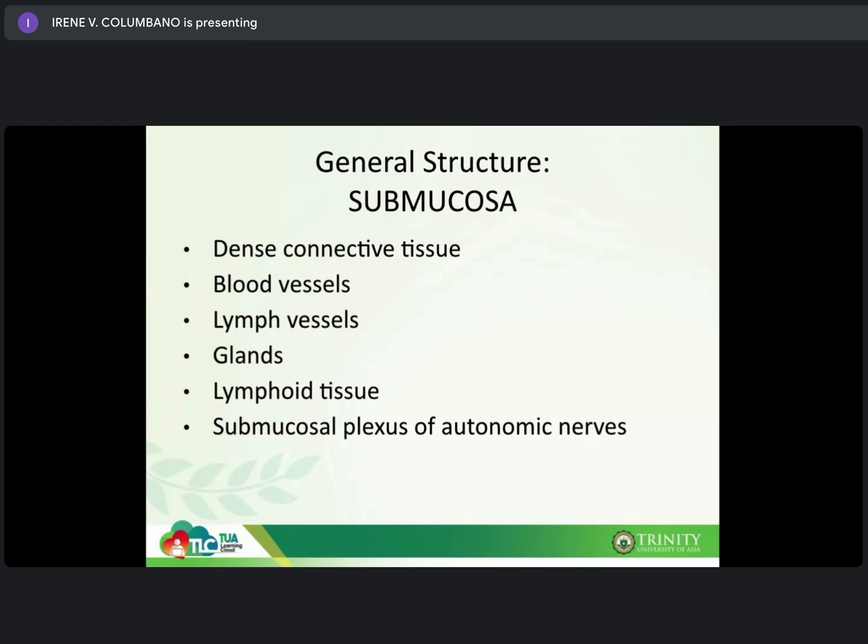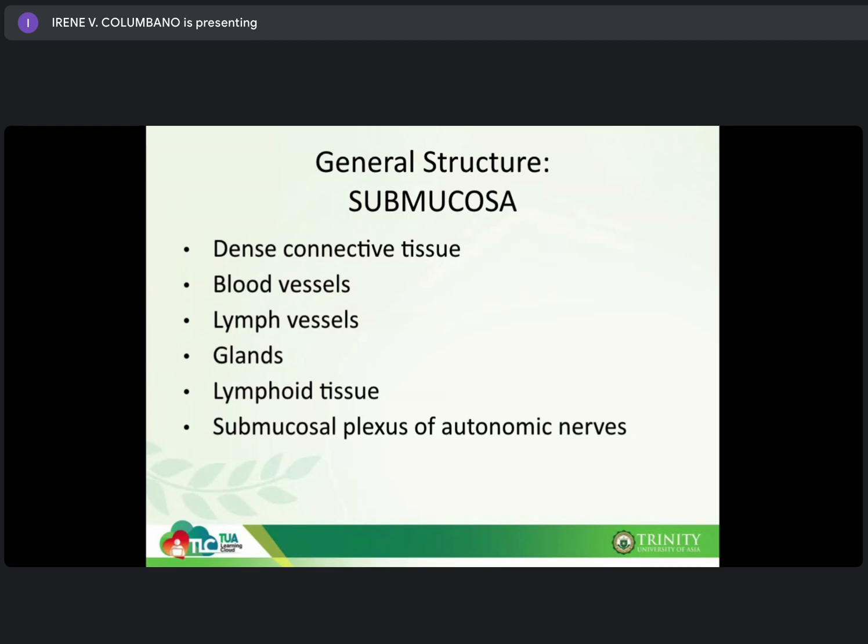So, sa submucosa, we can see the submucosal plexus of autonomic nerve or Meissner's nerve plexus. Remember, di ba, the nervous system is divided into two tracks: the central nervous system and the peripheral nervous system.